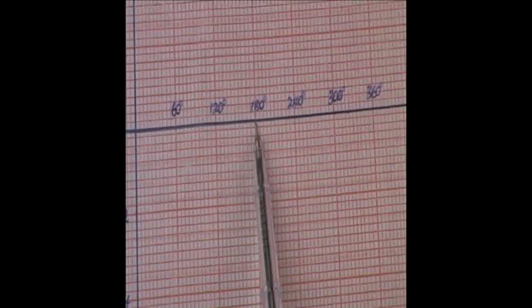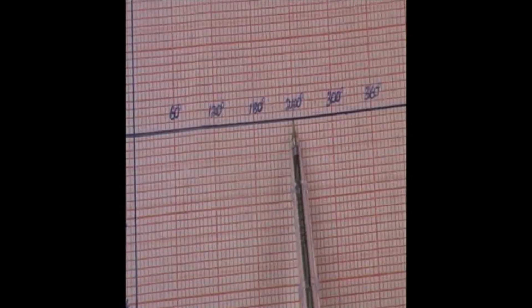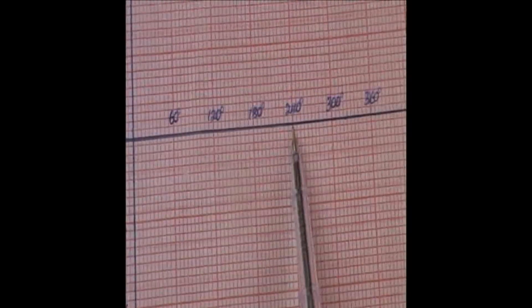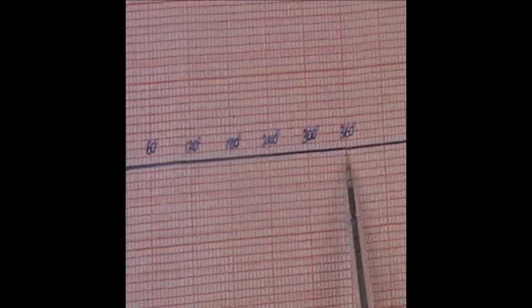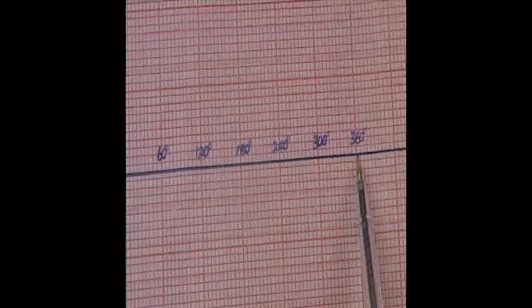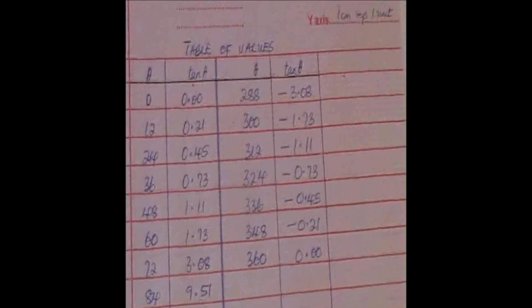The next 2 cm is another 60, which is now 120. Another 2 cm, another 60, which is making 180. Another 2 cm plus another 60, making it 240, until the 360. So that has satisfied the scale of 2 cm represents 60 degrees.